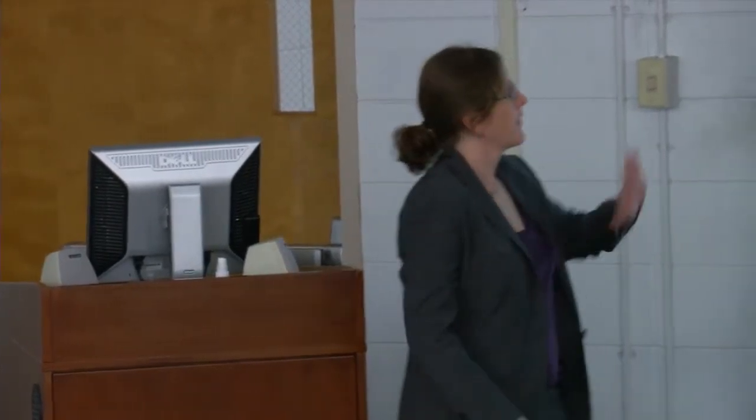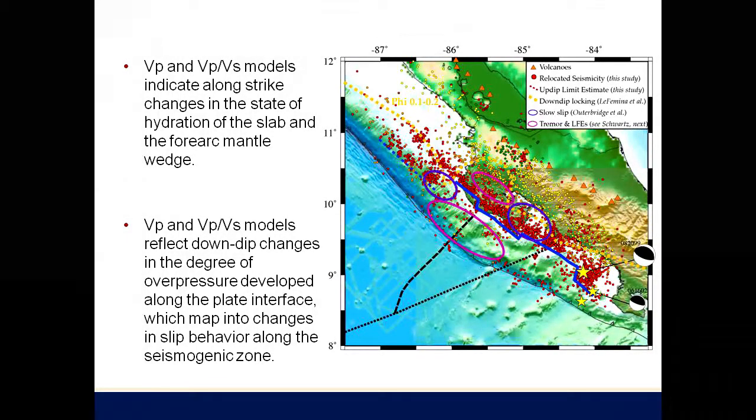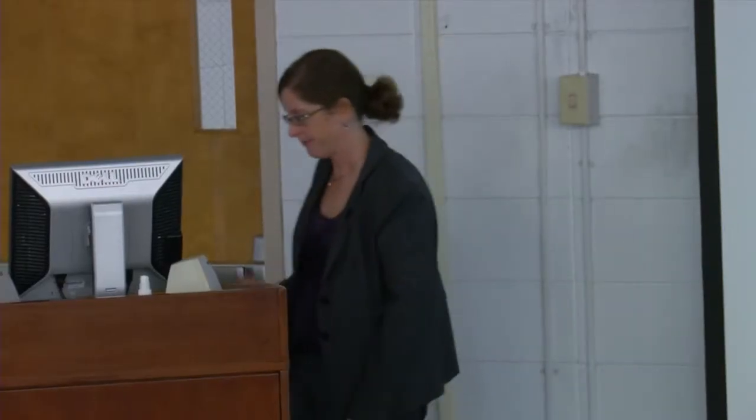All right. So, to summarize, we see variability in the up-dip limit of the microseismicity, shown here by the blue line. But most importantly, our VP and VPVS models indicate that there are long strike changes in the hydration of the slab and in the forearc mantle wedge. And in particular, we think some of these plate interface velocity anomalies may be related to the amount, or the degree, of overpressure developed along the plate interface.